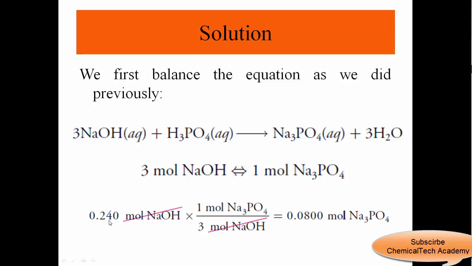So we do this equation here: 0.24 mole NaOH, that's the actual amount. And here is the mole to mole ratio. 1 mole of Na3PO4 is stoichiometrically equivalent to 3 moles of sodium hydroxide. So if we do the calculation, we get 0.0800 mole sodium phosphate.